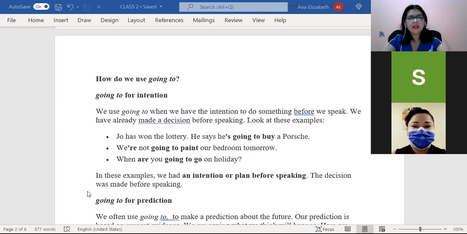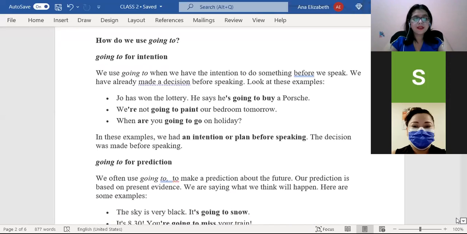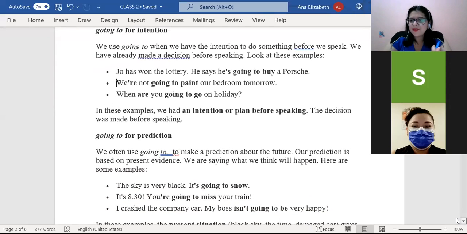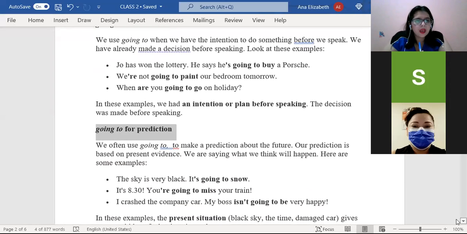In these examples, we have an intention or plan before speaking, okay? Going to for prediction. Está oscuro. Probablemente va a llover, ¿verdad? It's a prediction. We use going to when we predict something, okay? We often use going to make a prediction about the future. Our prediction is based on present evidence. We are saying what we think will happen.